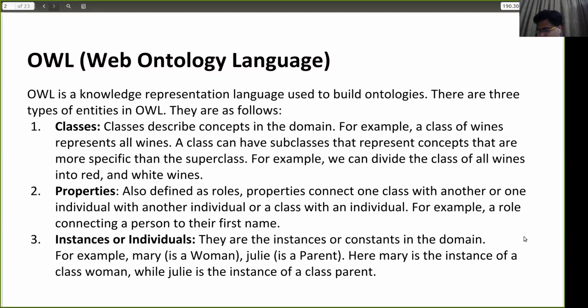Properties. Properties are also known as roles. Roles connect one class with another or an individual with another individual. For example, a role can connect a person to their first name. Instances or individuals are the constants in this domain. For example, Mary is a woman, Julie is a parent. Here, Mary is the instance of the class woman, while Julie is the instance of the class parent.